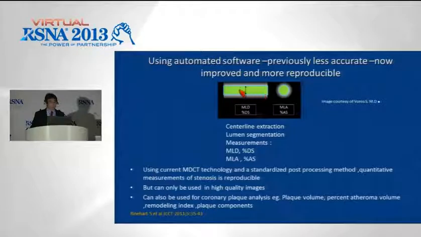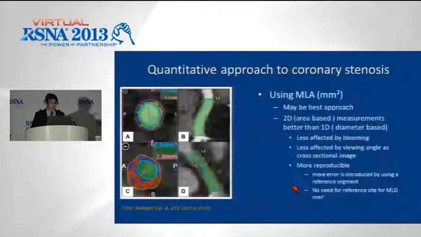As you all know, you can just do centerline extraction and lumen segmentation, and you can get all these 4 measurements out pretty easily. And using current CT technology and software, a standardized post-processing method for quantitative measurements of stenosis is considered fairly reproducible, but of course can only be used in high quality images, and also we can use this for coronary plaque analysis, which I'm not going to talk about today.